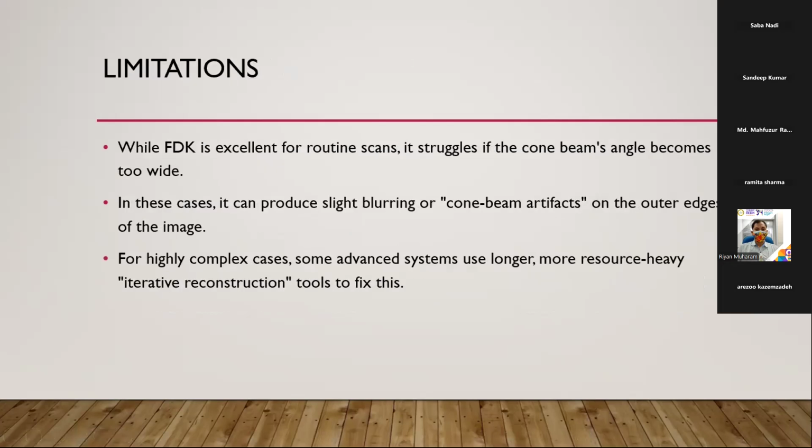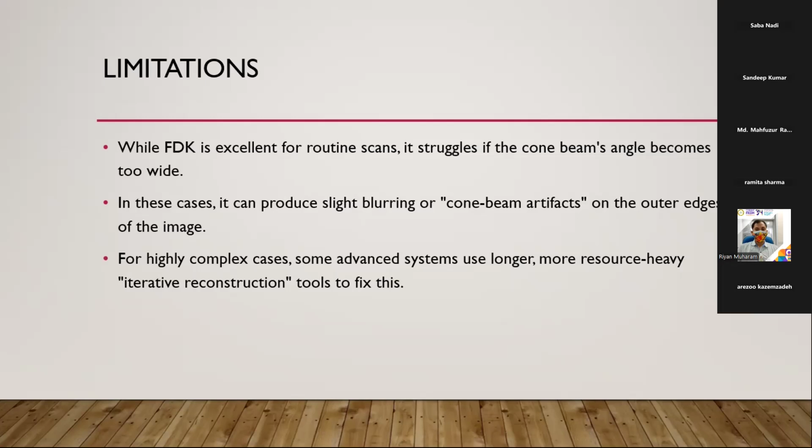So what are its limitations? While FDK is excellent for routine scans, it struggles if the cone beam's angle becomes too wide. In these cases, it can produce slight blurring or cone beam artifacts on the outer edges of the image. For highly complex cases, some advanced systems use longer, more resource-heavy iterative reconstruction tools to fix this. So after FDK, we feel that there are a lot of limitations, although it is accurate and fast, and hence it was used.